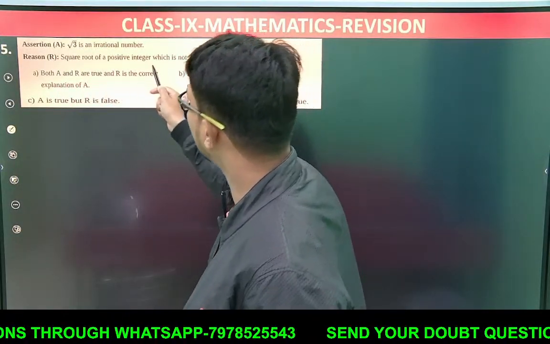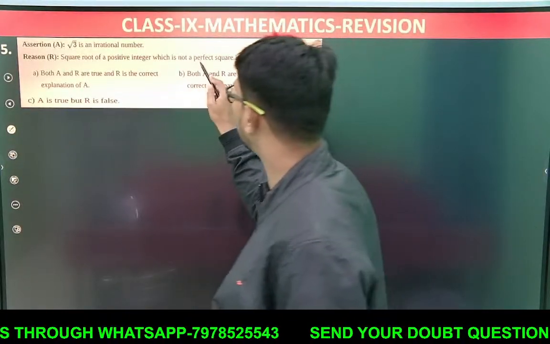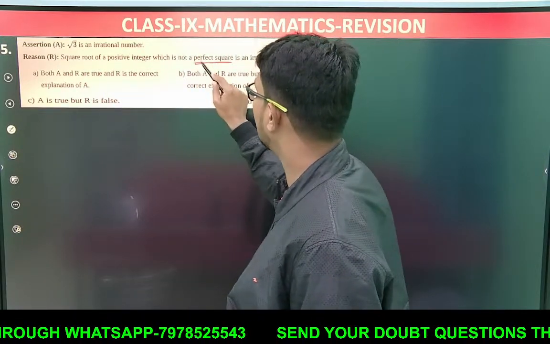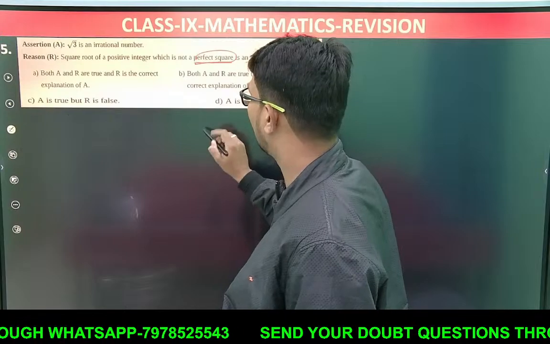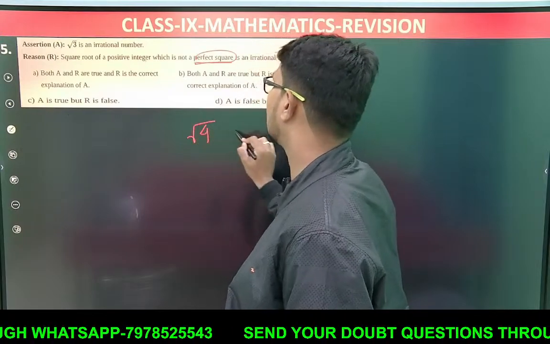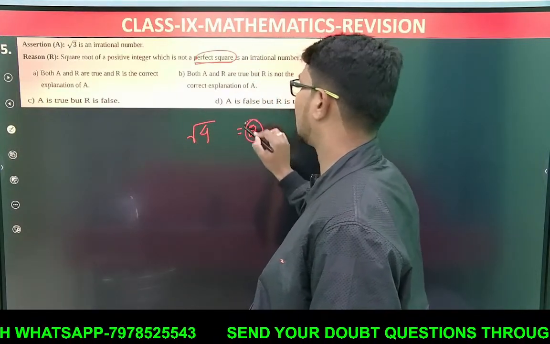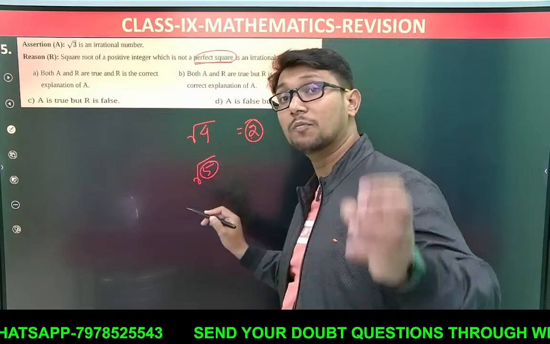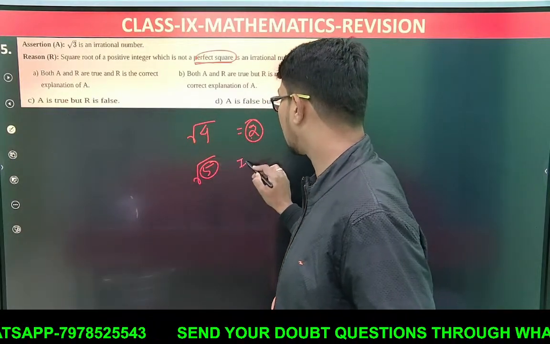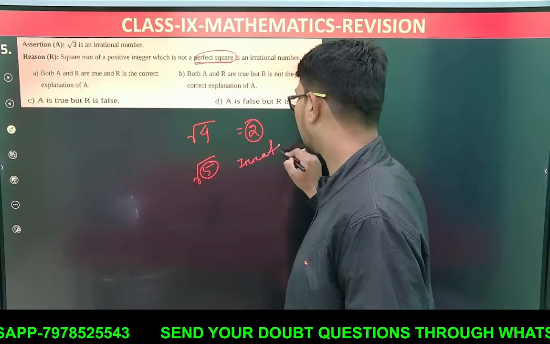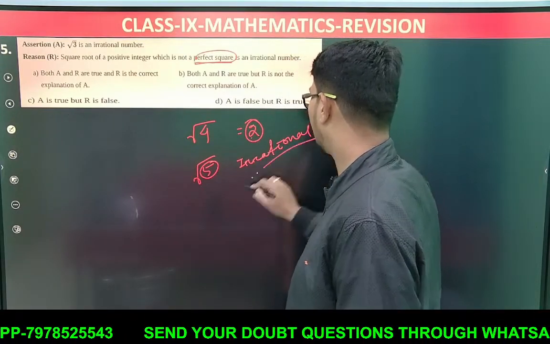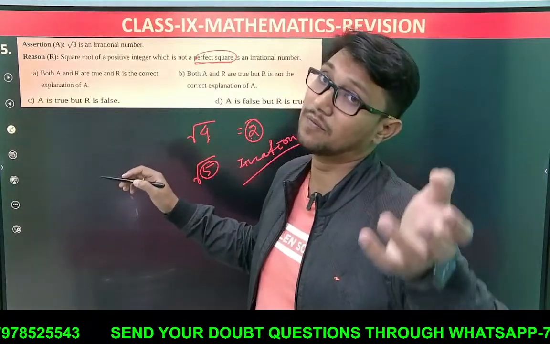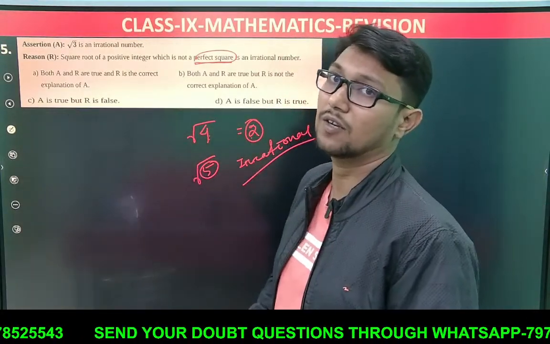Square root of a positive integer which is not a perfect square. This is very important. Like 4, 4 is a perfect square. Its square root, 2, is a rational number. But 5 is a non-perfect square, whose square root is irrational. Though 4 is a perfect square, the square root of a perfect square is rational. I hope it is clear.